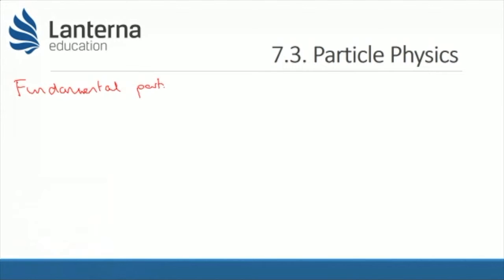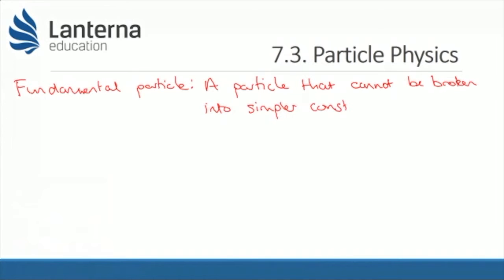And a fundamental particle is one that cannot be broken down into simpler particles. I'm going to use the word constituent, which just means a part of the whole. So a quark or an electron is as small as we're going to get. But if we can't break them down, let's think about how we can build them up.